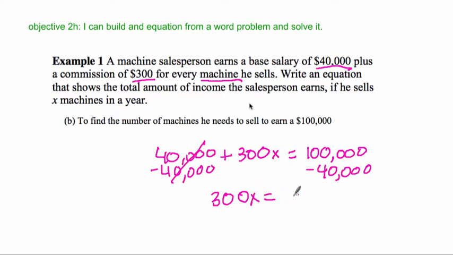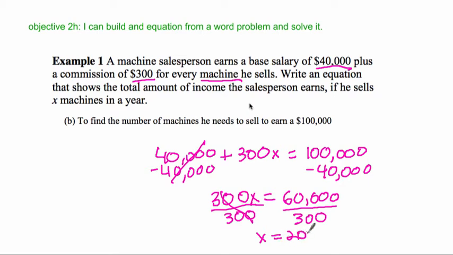equals 60,000. And then we just need to divide by 300. So we took away his base salary from the amount that he wants to earn. And now we're going to divide by 300 to find out how many machines he has to sell. So they cancel out over here, and X equals 200 machines. So he's going to be very busy trying to sell all these machines.